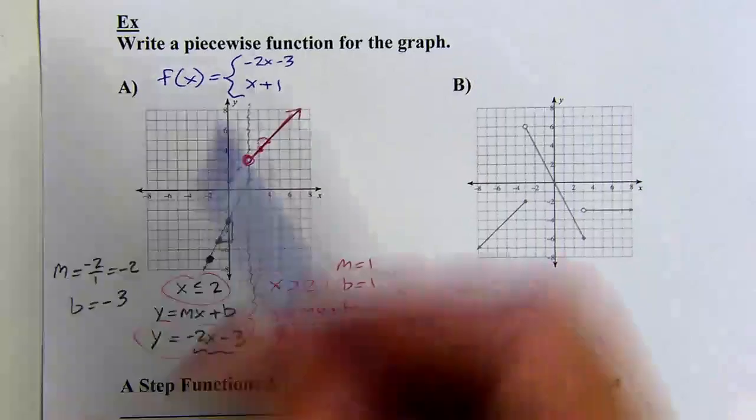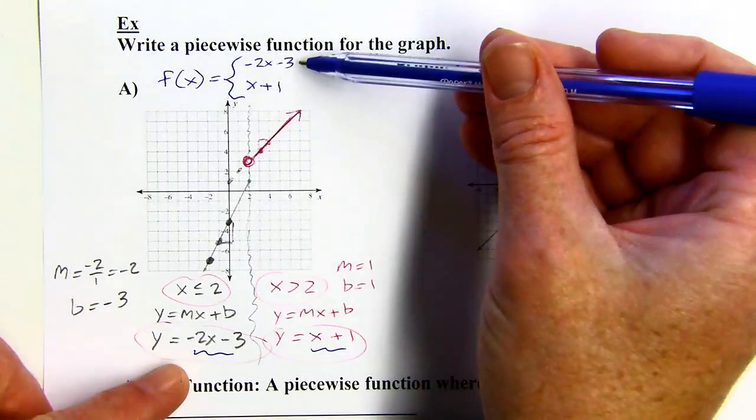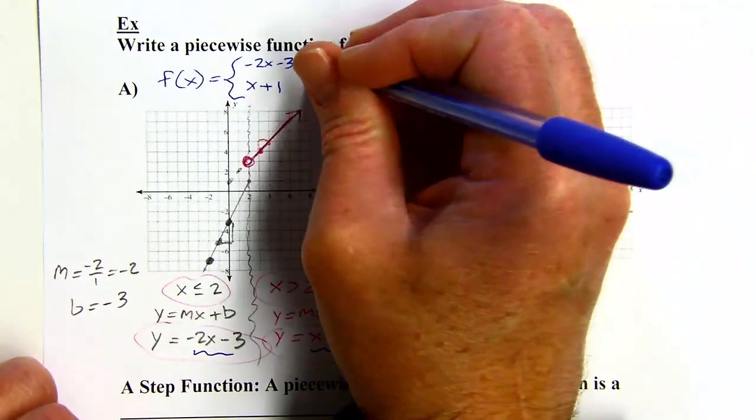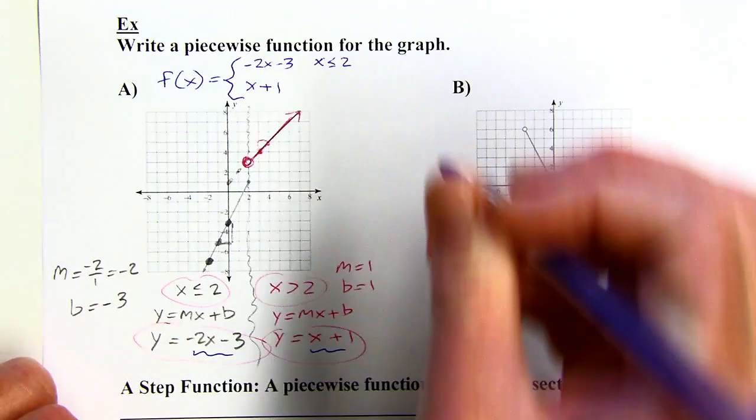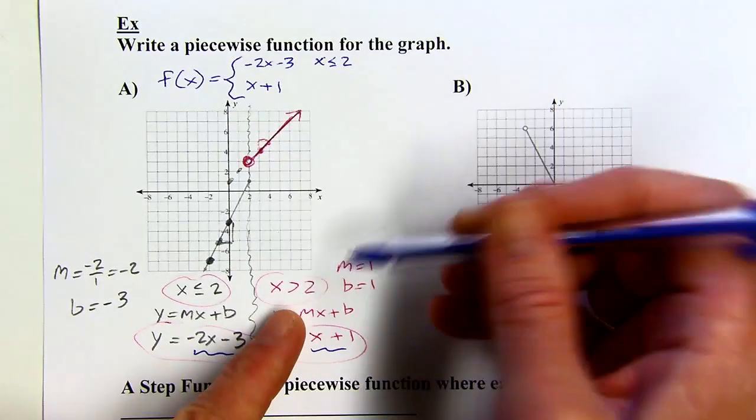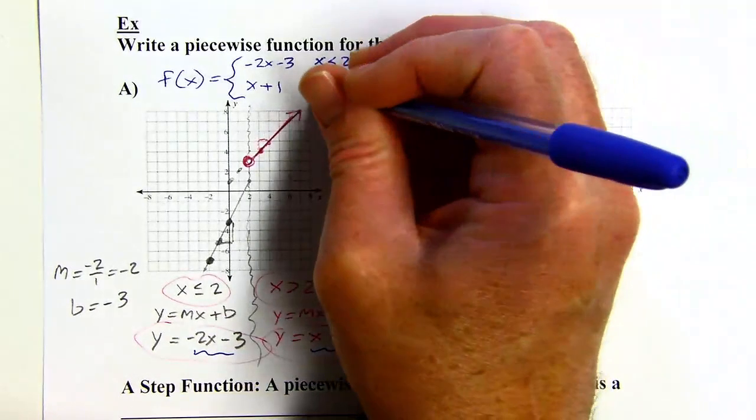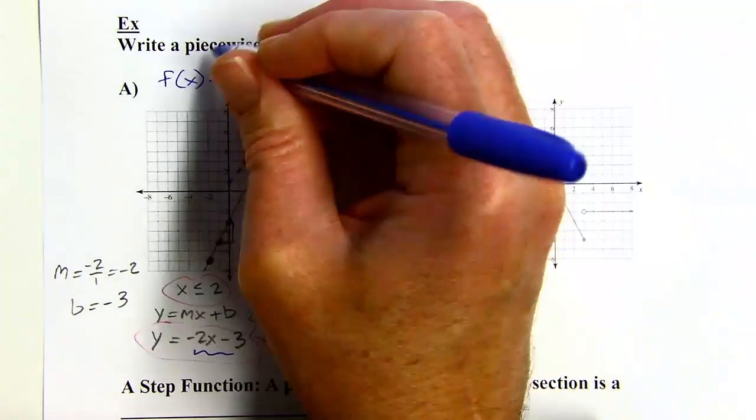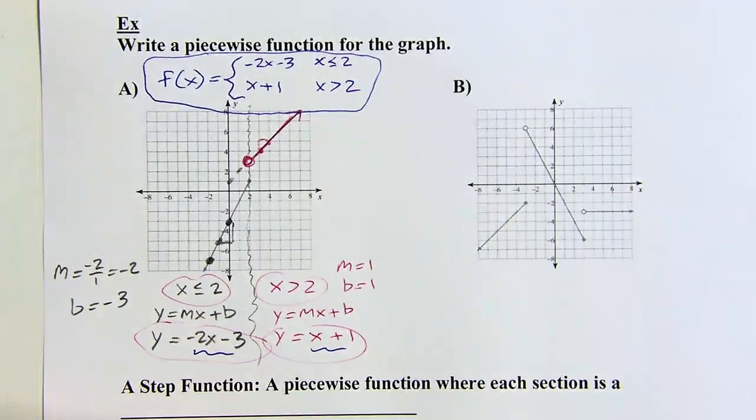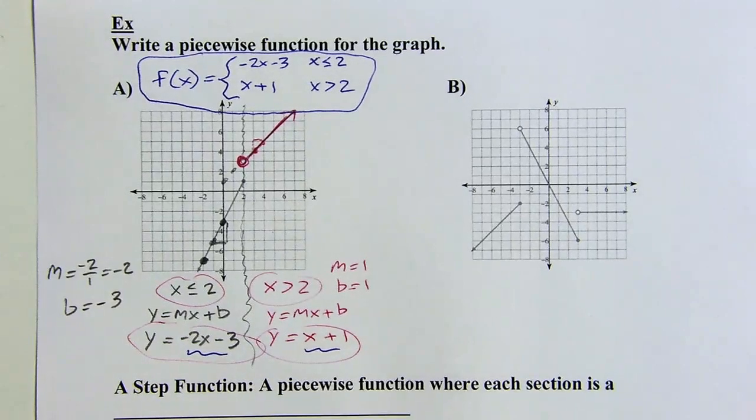Okay, and then I want to say, when am I going to use negative 2x minus 3? I'm going to use that when my x coordinates are less than or equal to 2. And I'm going to use x plus 1 when my x values are greater than 2. Okay, and then there we go. I've got my piecewise function. It takes a little practice, a little getting used to.